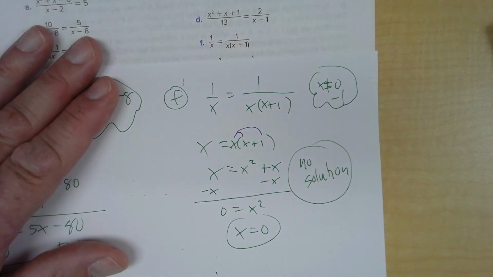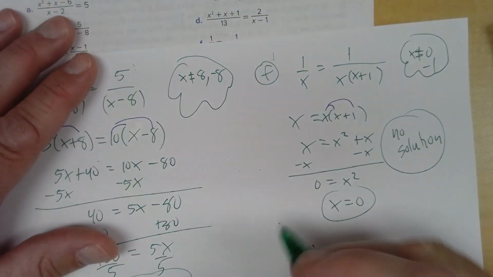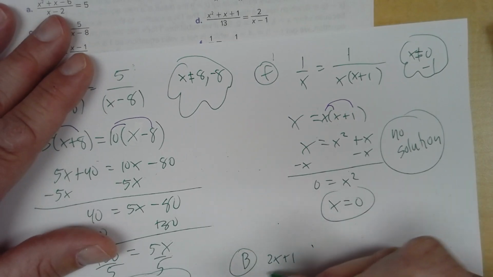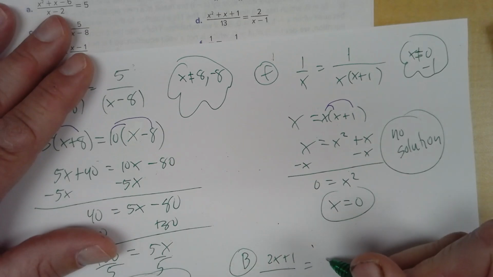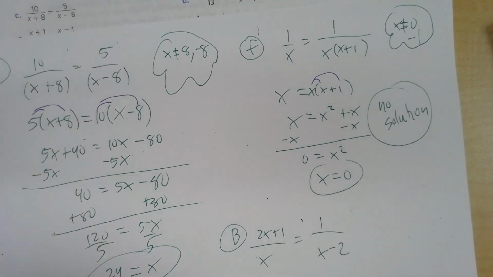Done. Let's do B now. B: 2x plus 1 over x is equal to 1 over x minus 2. So it's x plus 2, x plus 1 over x, yeah.